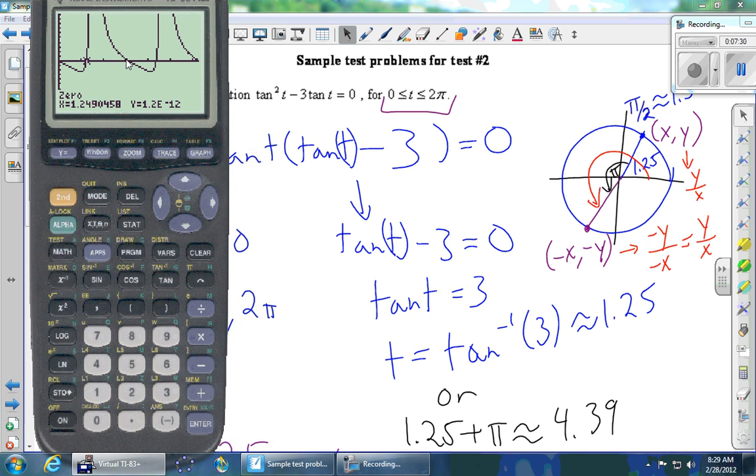Let's try one more. We'll try to find this answer right here. Second calc, and then number 2 for zero. So I'm focusing on this number. It's definitely between 2 and 4. So I'll hit 2 as my left bound, 4 as my right bound, and then the guess doesn't matter, just hit enter, and we should get something very close to pi. And that's it right there.